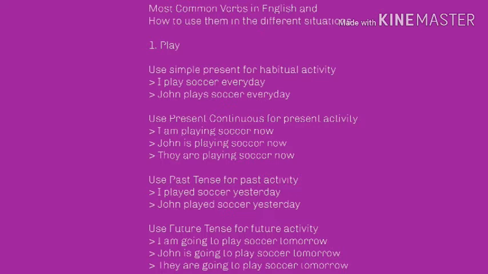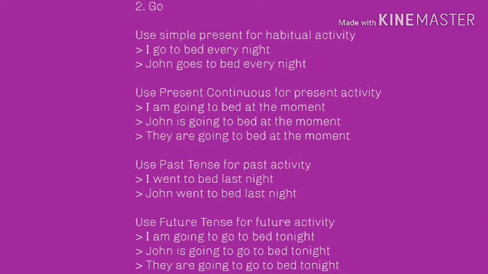John played soccer yesterday. Use future tense for future activity. For example, I'm going to play soccer tomorrow. John is going to play soccer tomorrow. They are going to play soccer tomorrow. Number 2. Go. Use simple present for habitual activity.